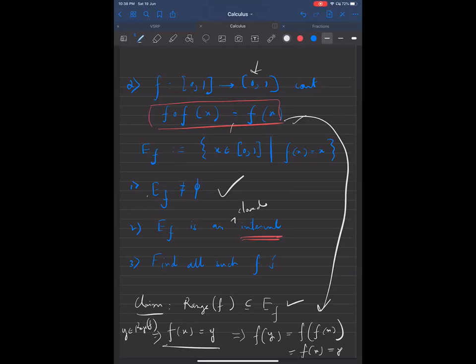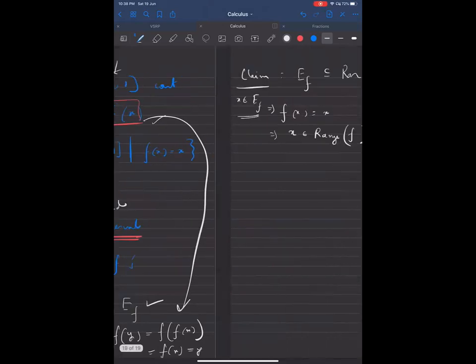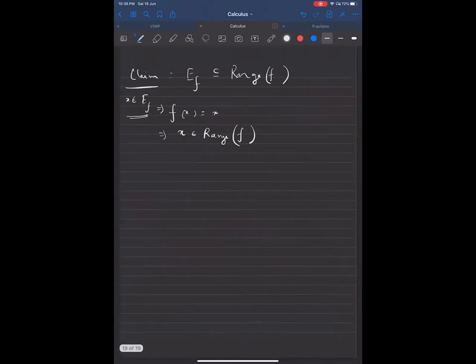Okay, got it. So the range of f is a subset of EF. Again, the EF is a subset of the range. That is also very clear. If x is in EF, that means f of x equals x by definition of the set EF. And then, of course, if f of x equals x, then the point x itself is mapping to x. So x is in the range. Right? So what we finally write is EF is equal to the range.